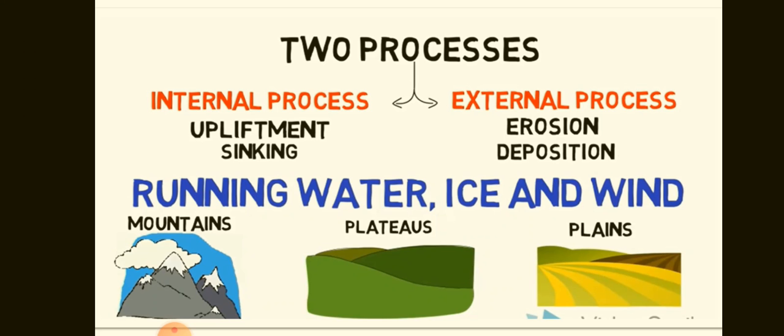The first, or the internal process, leads to the upliftment and sinking of the earth's surface at several places. The second, or the external process, is the continuous wearing down and rebuilding of the land surface. The wearing away of the earth's surface is called erosion. The surface is being lowered by the process of erosion and rebuilt by the process of deposition. These two processes are carried out by running water, ice, and wind. Broadly, we can group different landforms depending on elevation and slope as mountains, plateaus, and plains.